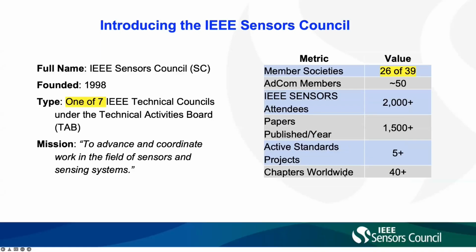Now, what about the IEEE Sensors Council? Among the IEEE's technical bodies, there are 39 technical societies: Computer Society, Power Society, Industrial Electronics Society, and 26 of those 39 belong to the Sensors Council. There are 7 councils that are collections of subsets of the 39 technical societies. The Sensors Council is one of those 7 technical councils, and it's the largest one. Its mission is to advance and coordinate the work of the field of sensors and sensing systems, to work across all of these 26 societies promoting sensor technology.